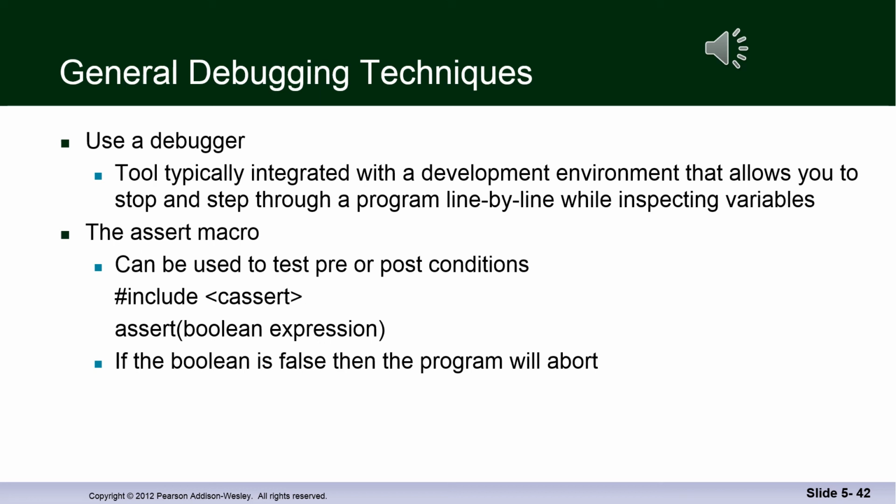Use the debugger. A debugger is a tool typically integrated in a development environment that allows you to stop and step through a program line by line while inspecting variables. You can do that in the debugging menu in C++. You can step into and step through a program line by line and see the variables and the values they hold. The assert macro is another useful feature included in the C++ library. You need the include statement, assert, and then assert, and then a Boolean expression. If the Boolean expression is false, then the program aborts. We'll take a look at this in the next slide.